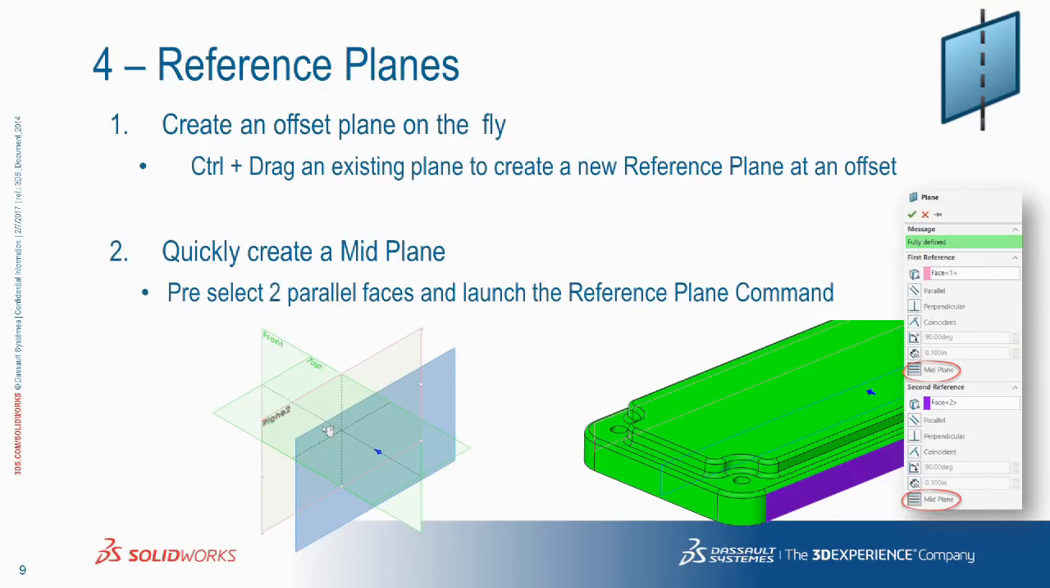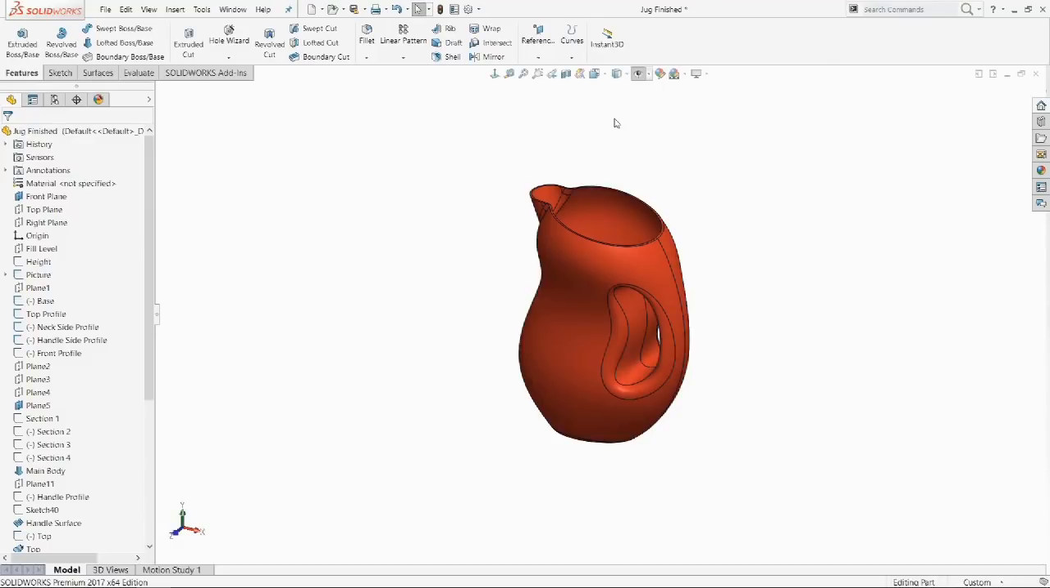Reference planes. This is a great tip for you guys to use to help quickly create extra planes, right? So there's 2 ways that this could be done. If you pre-select 2 faces and then go to reference geometry plane, it'll plop a midplane in there right away. Or you can just quickly create an offset plane by holding the control key and just dragging away from the plane. So let's see how this works.